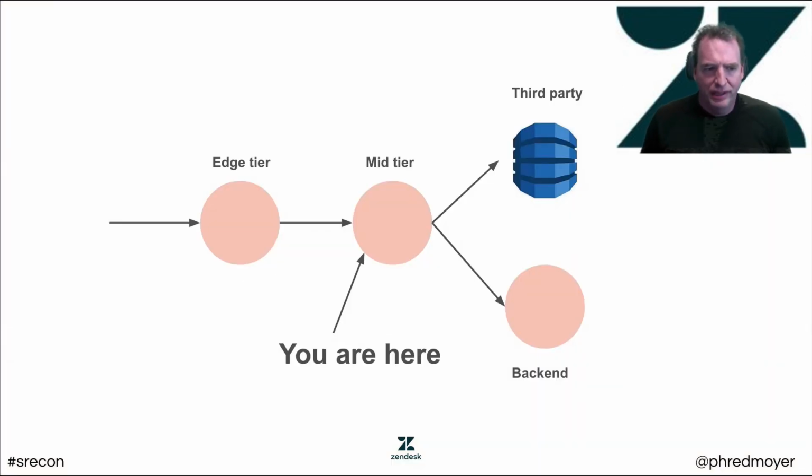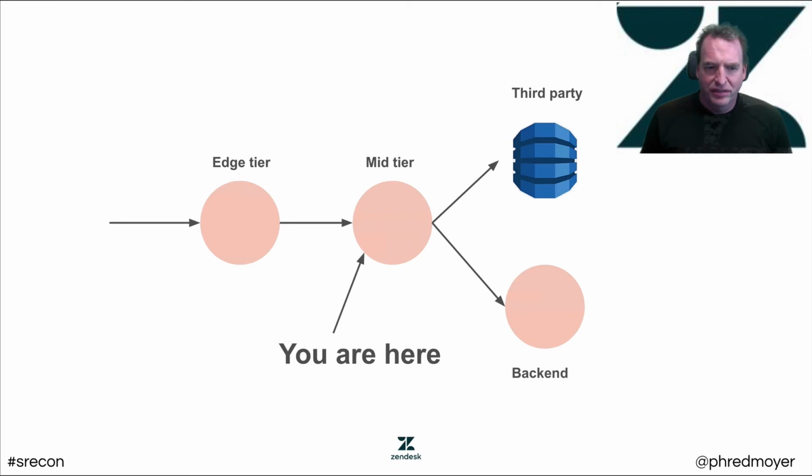So here's a sample application architecture. One question that I've had multiple teams ask me about is how do you manage your error budget when you're a mid-tier service, meaning that you provide functionality to a client-facing edge-tier service, and you have a third-party service that you make requests to, as well as an in-house backend service. This is a standard 3-tier service.